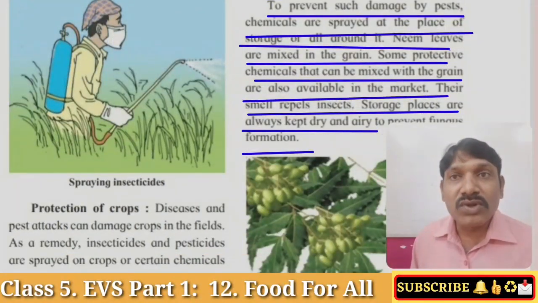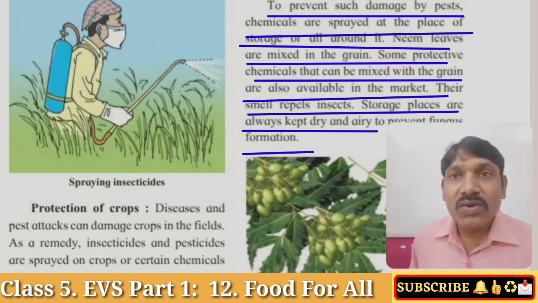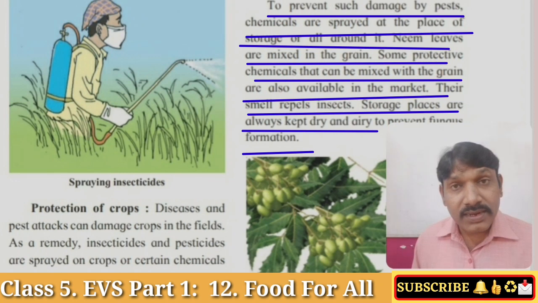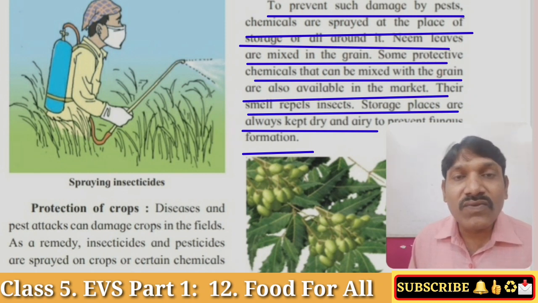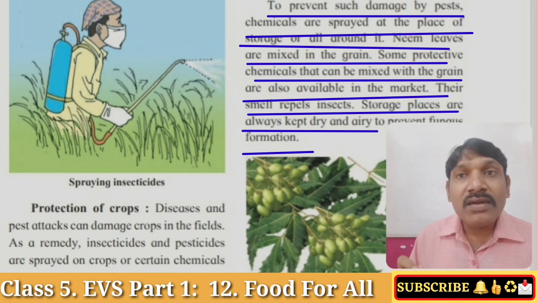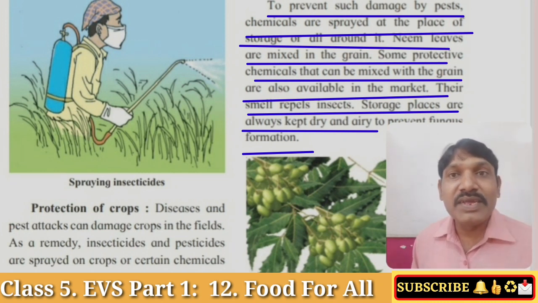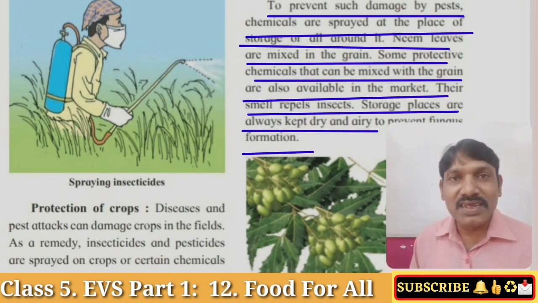Yes student, to prevent such kind of damage by pests, chemicals are sprayed at the place of storage and all around the place. As well as neem leaves are used for preventing the damage. The neem leaves are mixed in the grains, and some protective chemicals can also be mixed with the grain. Chemical pastes are available in the market in enough quantity.